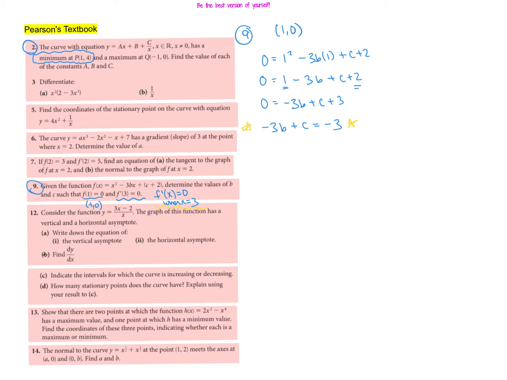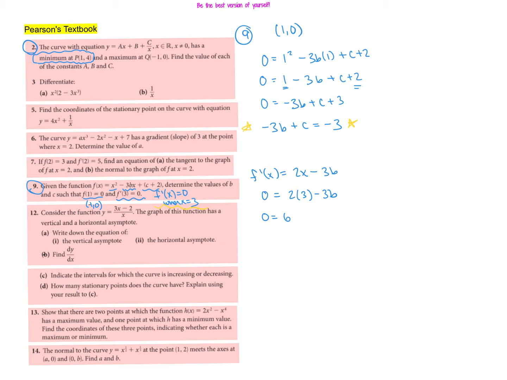Now for the second equation, I have to take the derivative. The derivative of x squared is 2x. The derivative of negative 3bx is negative 3b. And the derivative of c plus 2 is 0, because b and c are constants, so it's like a constant. The derivative is 0.